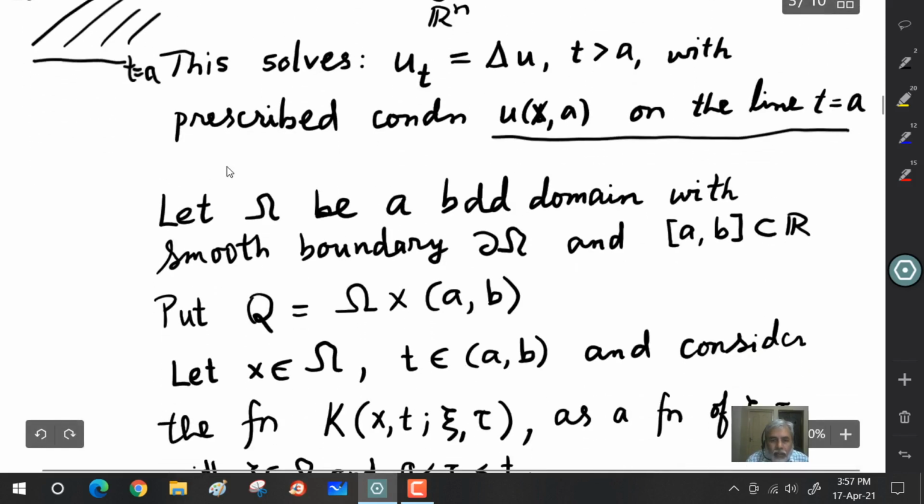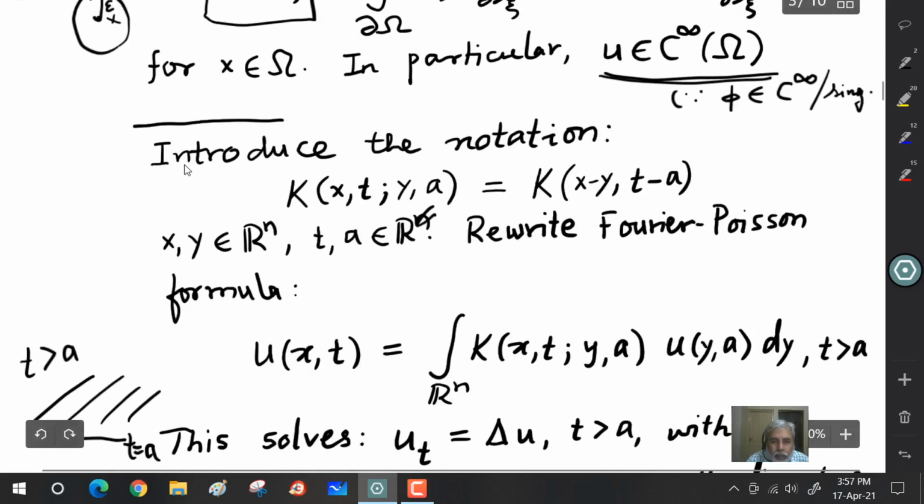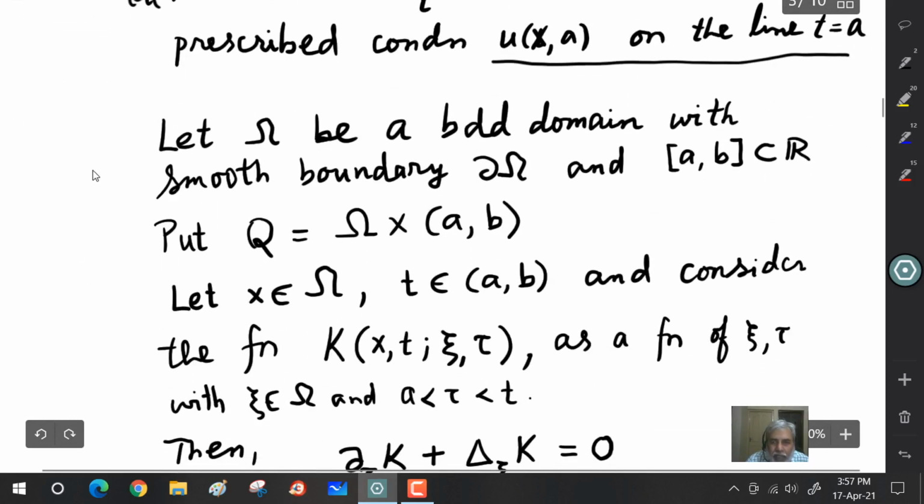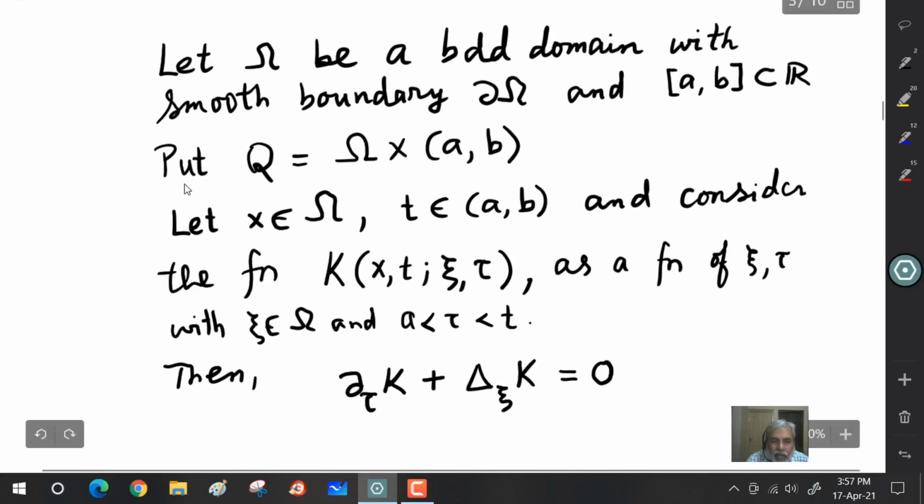Okay, so now back again, with this new notation. So let omega be a bounded domain with smooth boundary. Again, that smoothness is for the purpose of using the divergence theorem, and you take any finite interval on the real line, and you put Q equal to omega cross (a, b). So this is a cylinder in R^(n+1).